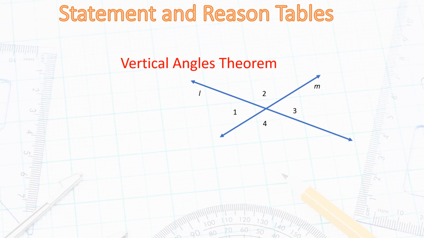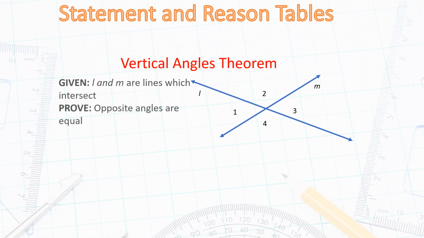Okay, I want you to try and prove a theorem for me. This one says that if you have two lines that intersect, L and M, the opposite angles are in fact equal, so they will have the same angle measure. So you need to prove that that's true.